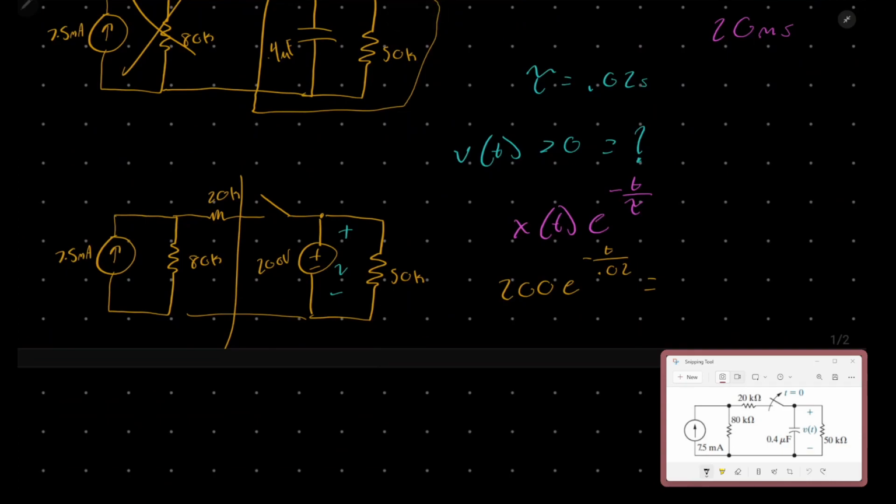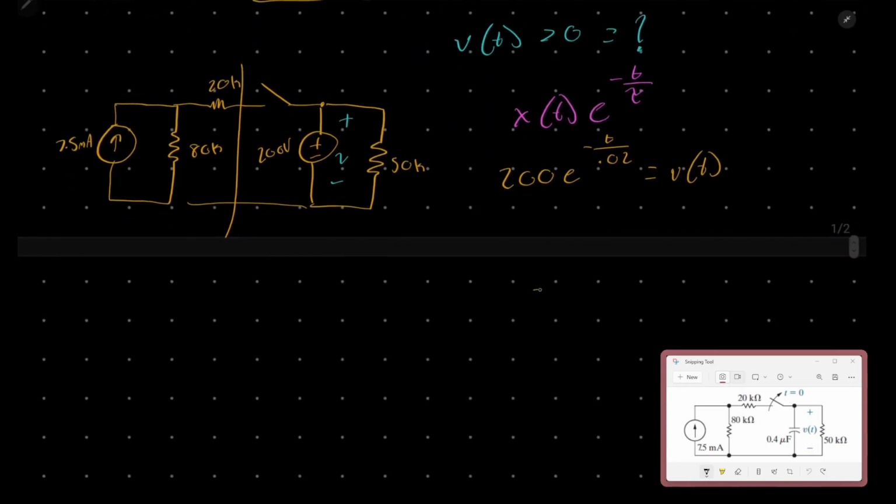But you'll also sometimes see the equation written like this. So I'll move down here just really quick. You also see it sometimes written like this, 200 e to the negative, and then we get the inverse of tau, which is 50t. You'll also sometimes see it written like that.